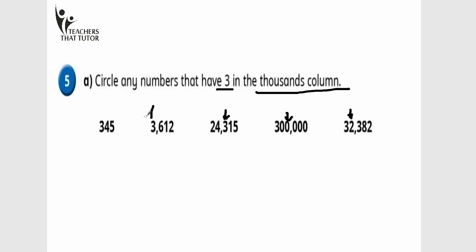This one has 3 in the thousands, okay, which is the 4th column, which is what we're looking for here. And this one has a 3 in the hundreds column, which is the 3rd column. So out of those numbers there, the one that has the 3 in the thousands column is this one here.